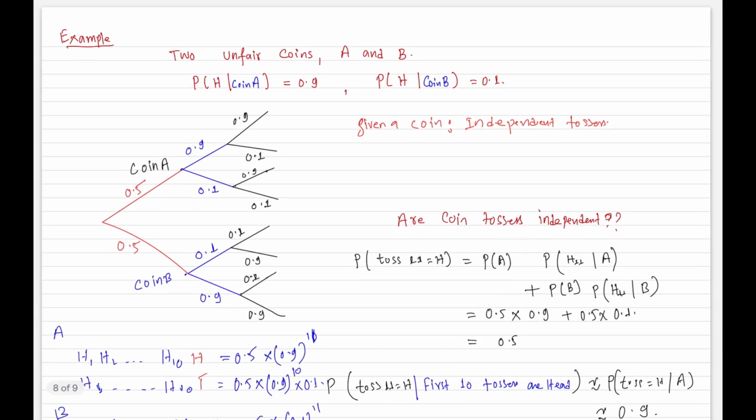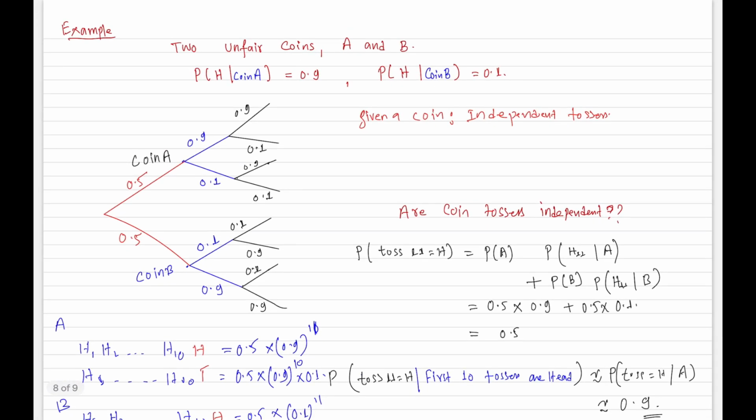So through this example what we have seen is that we do have conditional independence, right? Because given a coin we have independence between the different tosses. Overall, the point is that in this model we have conditional independence, but if you look at the complete model, the whole model, we do not have independence between different tosses.